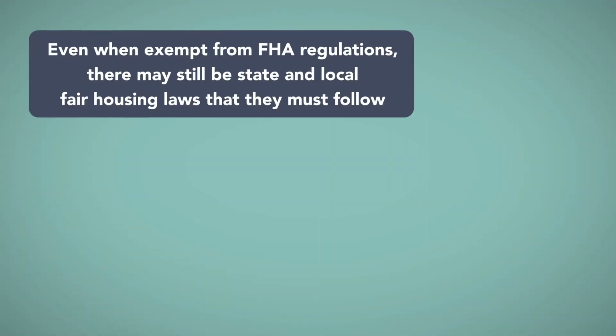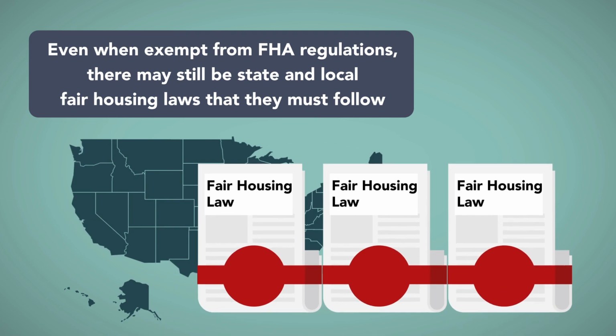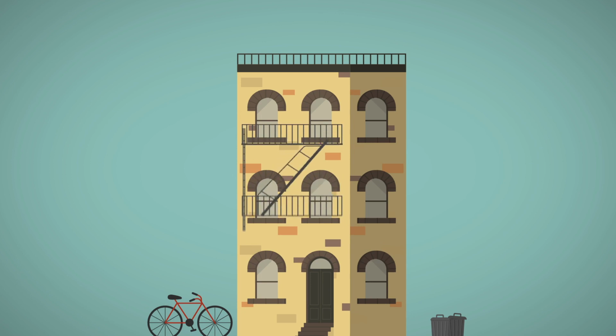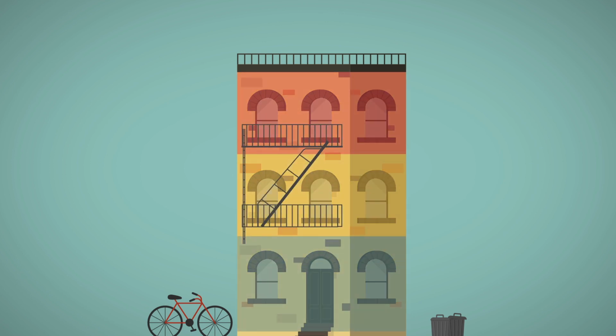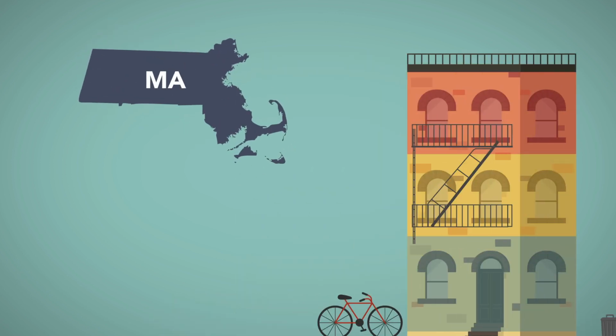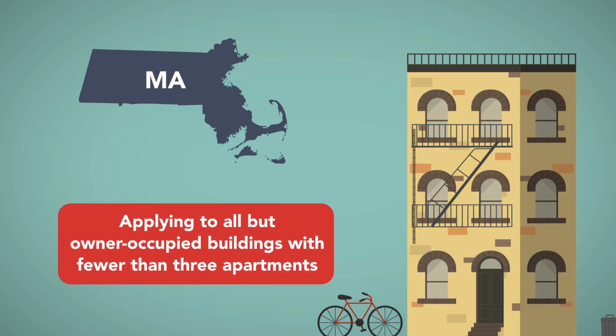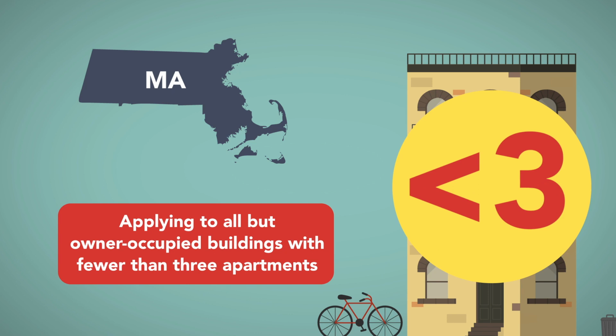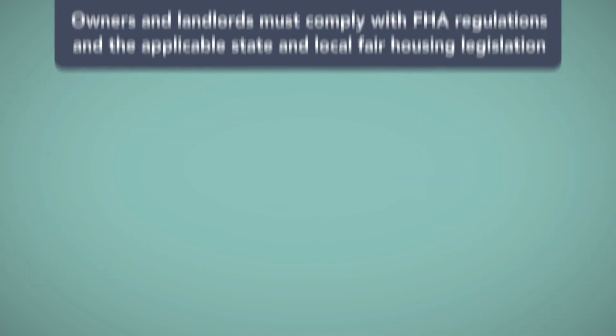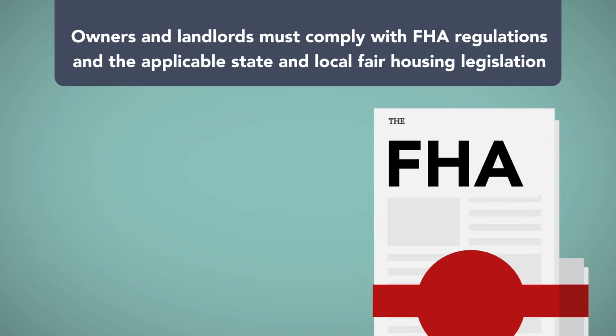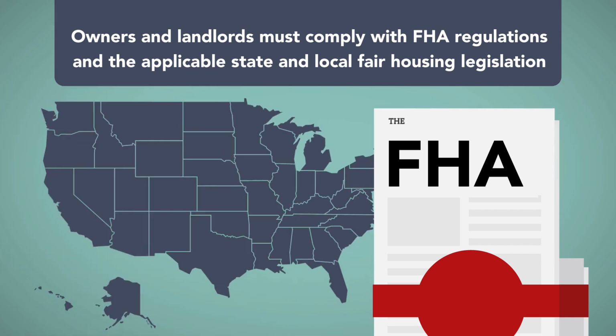Even when property owners are exempt from FHA regulations, there may still be state and local fair housing laws that they must follow. For example, while the FHA may not apply to owner-occupied buildings with fewer than 5 apartments, fair housing laws within the state of Massachusetts are more inclusive, applying to all but owner-occupied buildings with fewer than 3 apartments. To adhere to all fair housing laws, owners and landlords must comply with FHA regulations and the applicable state and local fair housing legislation.